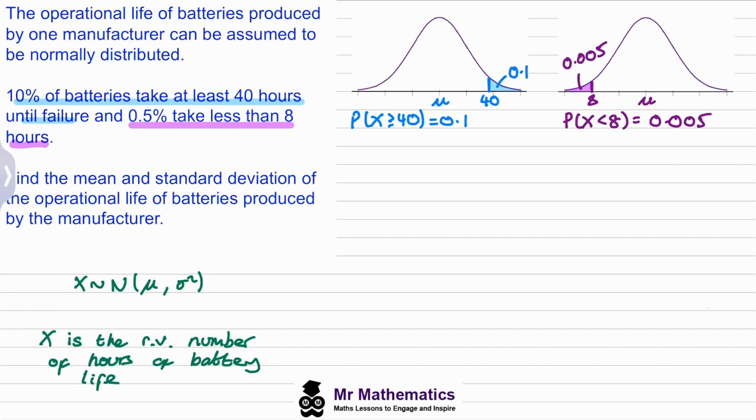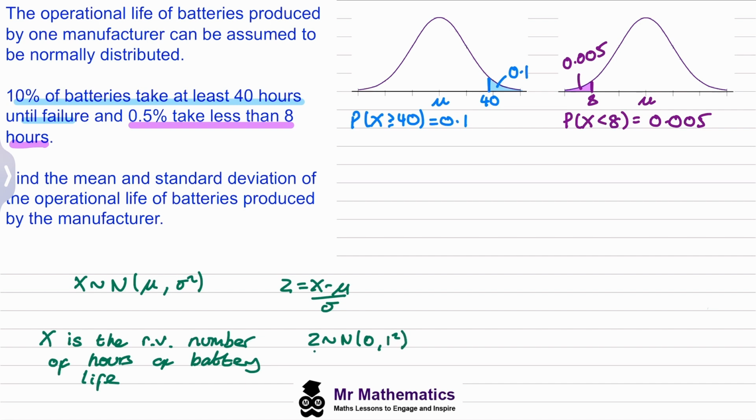So to work out the mean and the standard deviation, we need to create an equation using these two situations, and this is where we'll use the standard normal. So to transform this distribution X onto the standard normal, we'll use the equation z is equal to x minus the mean over sigma. And we know that z is distributed normally with a mean of 0 and a variance of 1 squared, or a standard deviation of just 1.